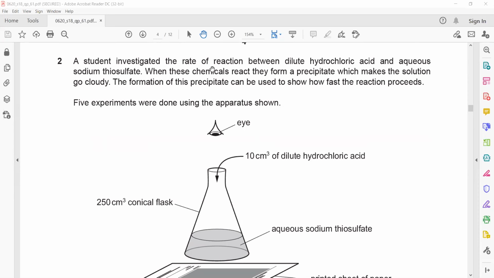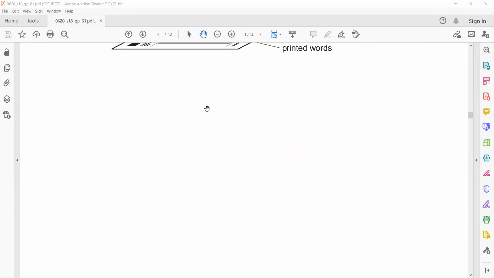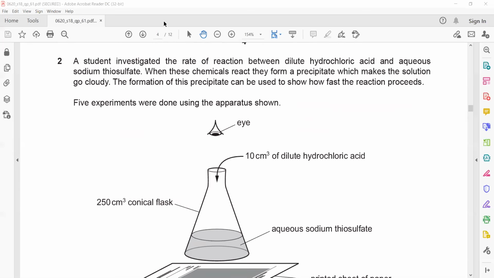A student investigated the rate of a reaction between dilute hydrochloric acid and sodium thiosulfate. When dilute hydrochloric acid reacts with sodium thiosulfate, what we observe is that sulfur is produced, and when this sulfur is formed, the solution turns cloudy. As the solution turns cloudy, we are not able to see the text under the flask. So the text will disappear, and using this idea, if the text disappears in a short time, we say the reaction is faster, and if it takes more time to disappear, the reaction is slower.